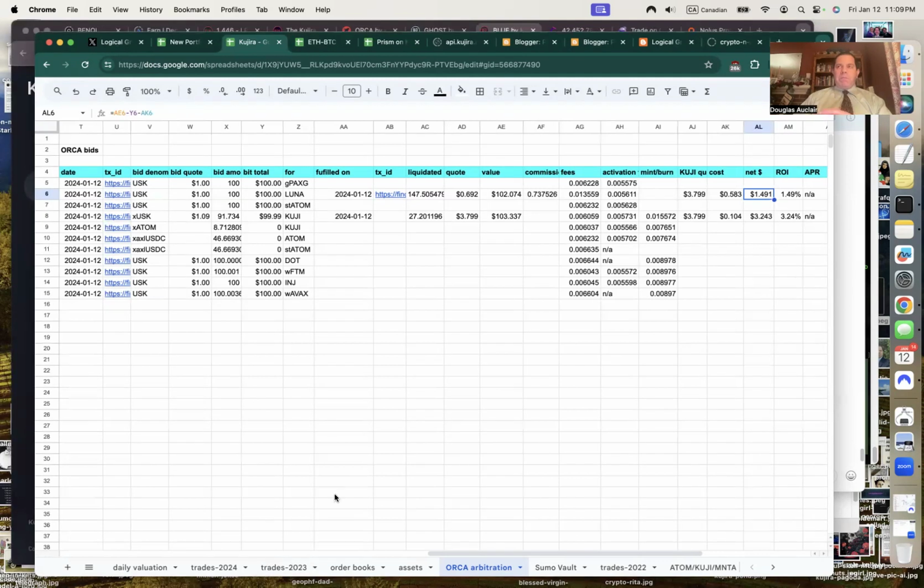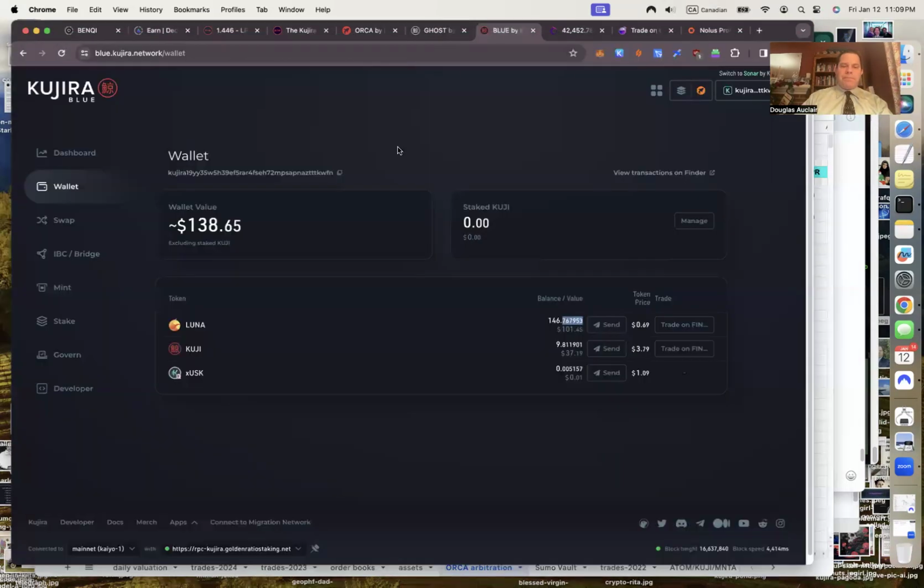What are the possibilities now that I have this liquidated Luna? Well, recall that I said before that you want to place a bid on assets that you want. So since I want the Luna, I can just keep it. I can just put it into, for example, Ghost.